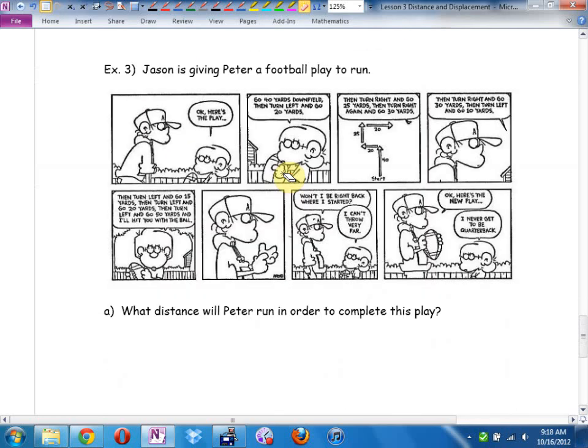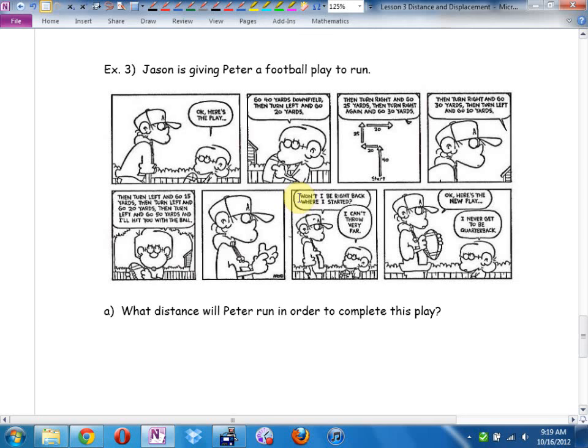Jason has given Peter a football play to run. Any of you read Foxtrot comics? I love Foxtrot comics. The guy who writes them actually has his physics degree, and while he was in university, he also did a lot of doodling, and some of his friends said, hey, these are funny, you should publish some of these. So he does. The youngest boy, Jason, is an uber mega nerd, an uber geek, which I like, and the math and the physics that he throws in here is correct.